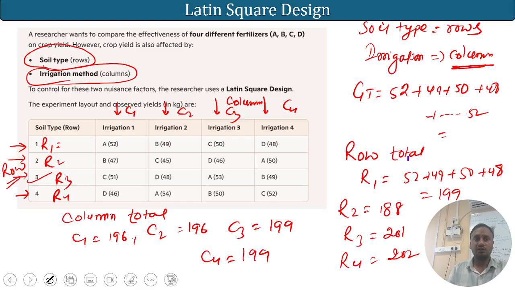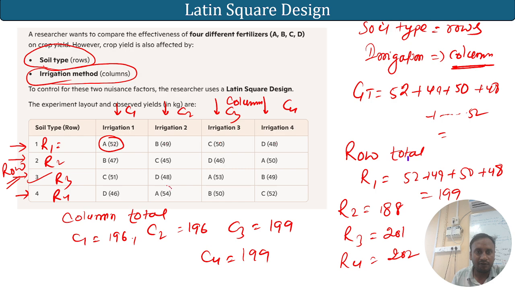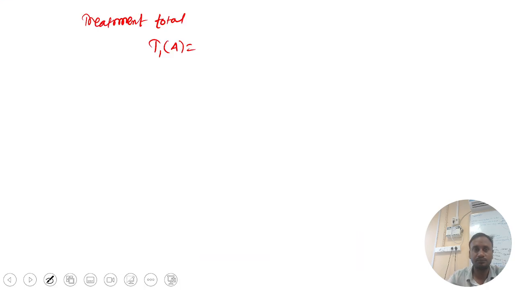Now we'll go with the treatment totals. For treatment A, we have 52 here and 54 here. 52 plus 54 is 106. 106 plus 53 is 159, plus 50 is 209. Is it clear? T1 is 209.